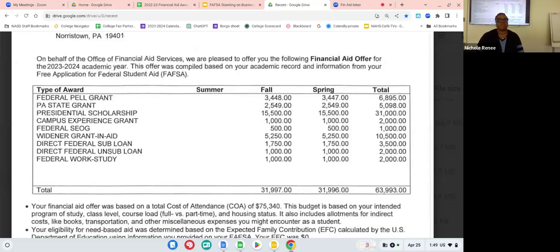So then you see the subsidized loans. Anytime you see sub, that's the subsidized loan for $3,500. The federal unsub for $2,000 and the federal work study for $2,000. Now, you guys with me so far? Is the number starting to come together now?